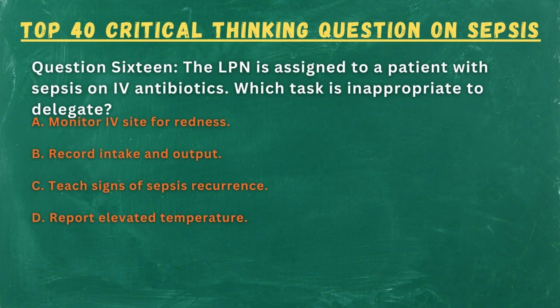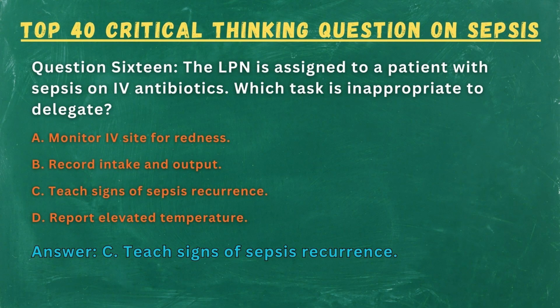Question 16. The LPN is assigned to a patient with sepsis on IV antibiotics. Which task is inappropriate to delegate? A. Monitor IV site for redness. B. Record intake and output. C. Teach signs of sepsis recurrence. D. Report elevated temperature. Answer: C. Teach signs of sepsis recurrence.